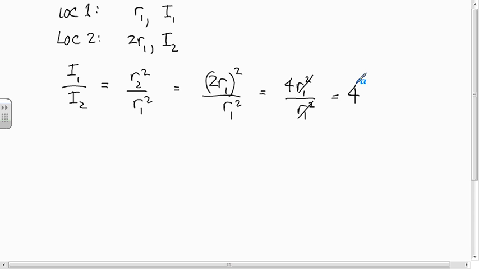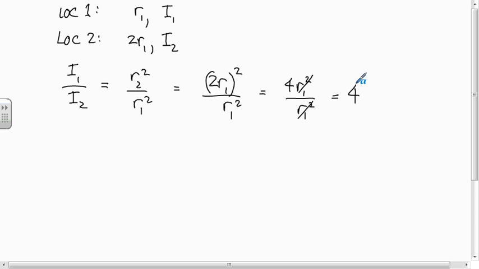Okay? If we were a quarter the distance away, so you had a factor of 4 difference for the distances, what would you expect the difference in intensity to be? 16. So it's always that square. Okay. Any questions about that?